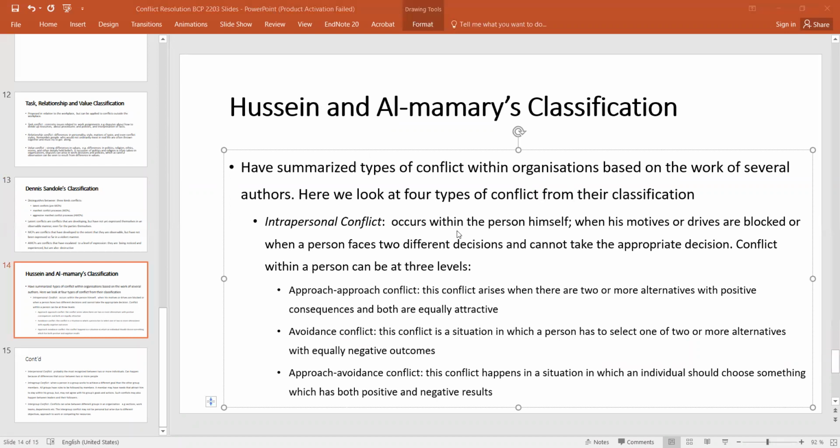One last classification by some. This was an academic paper by Awan Hussein and Al-Mamari. They talk about conflicts within organizations, okay? And they have summarized this from the work of different authors. We look at 4 types of conflict from their classification.